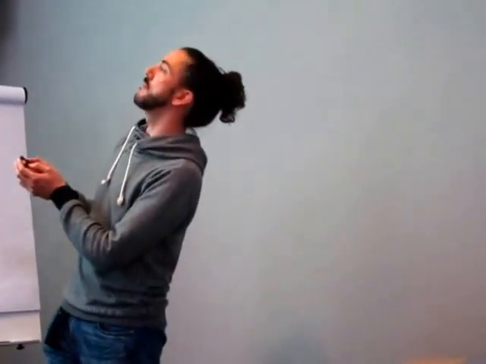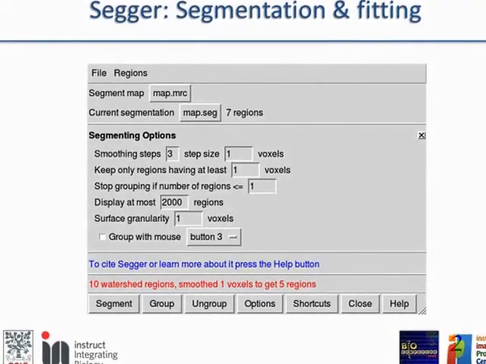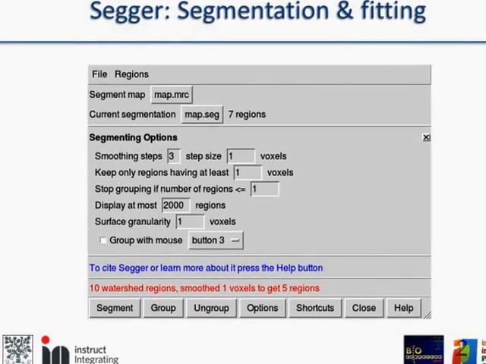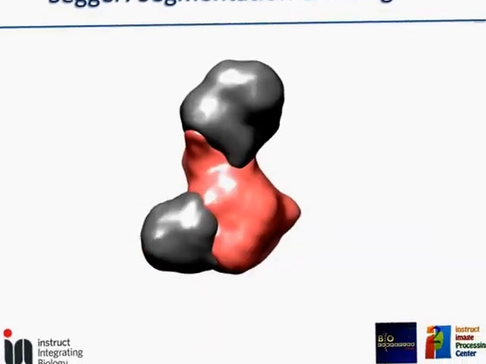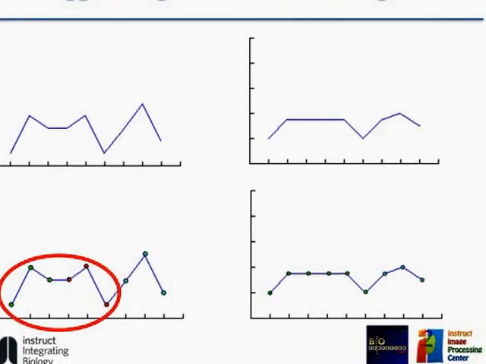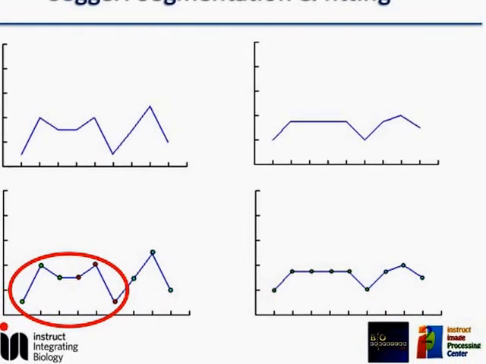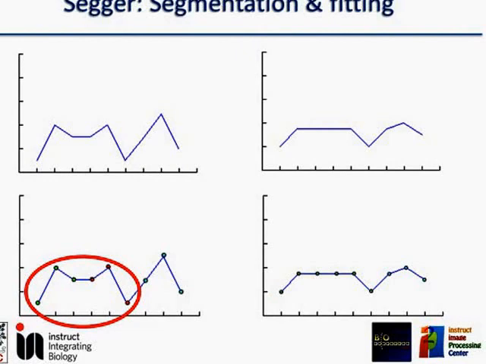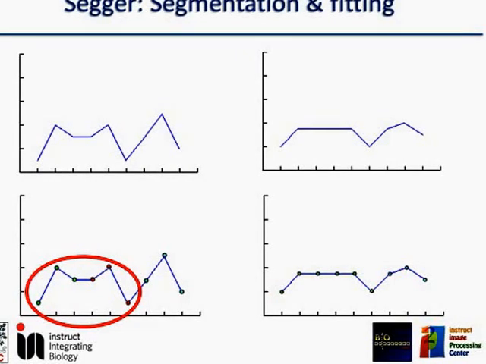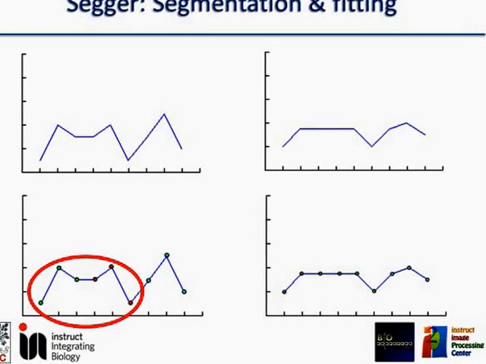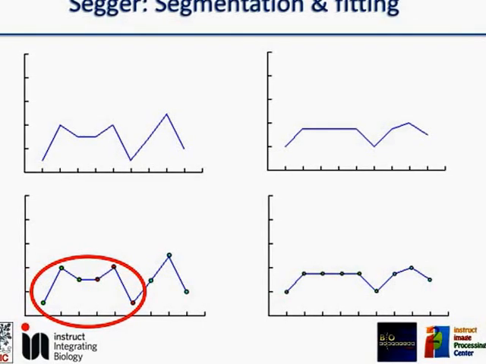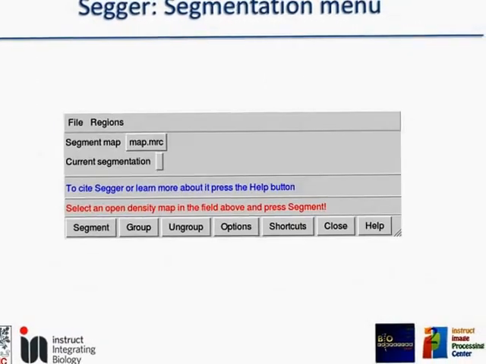Okay, so to fit one structure, we have to... no, this is a good option for the segmentation. So, smoothest steps. This is related with this step: how many times I want to smooth my signal, my initial density, and merge all the generated regions.